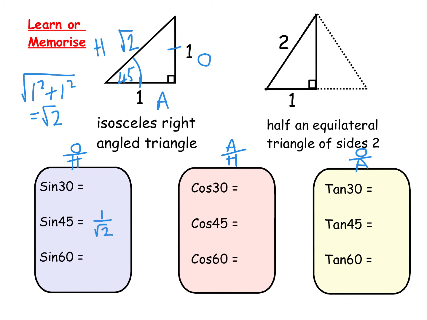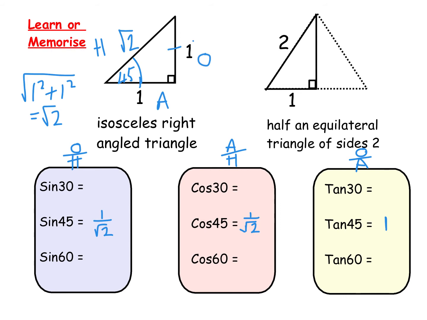If I do cos, cos would be A over H, which is still 1 over root 2. So they match. And then tan of 45 would be opposite over adjacent, so 1 over 1, which is just 1. So quite often sine and cos match or are very connected. Tan's out on its own. And if you think of your sin, cos and tan graphs, you'll remember by the shape, sine and cos are similar, tan is completely different.